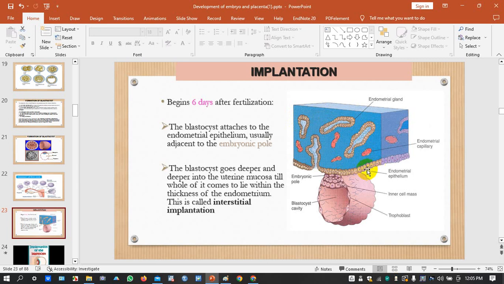Then you cannot have a baby, because the basal layer regenerates the compact and the spongy layer of the endometrium. If the basal layer is not there, it cannot generate the compact and the spongy layer. And the compact and spongy layer together form the functional layer of the endometrium. So you have to be aware, you have to be conscious of that.